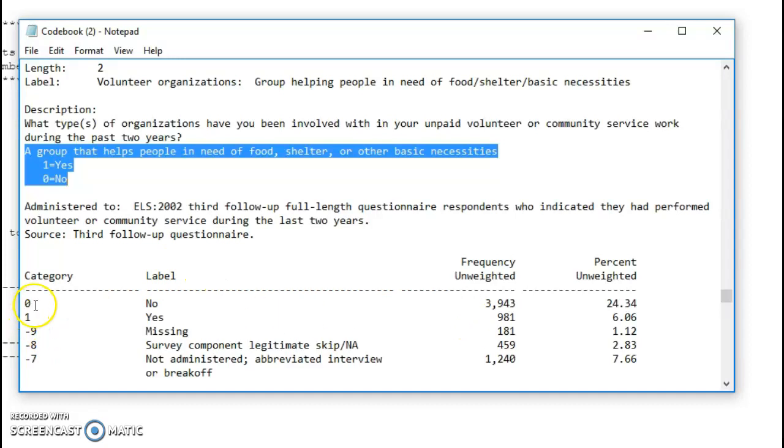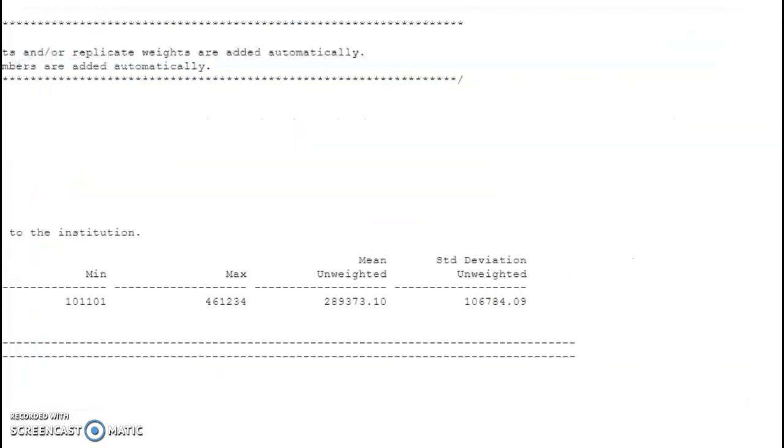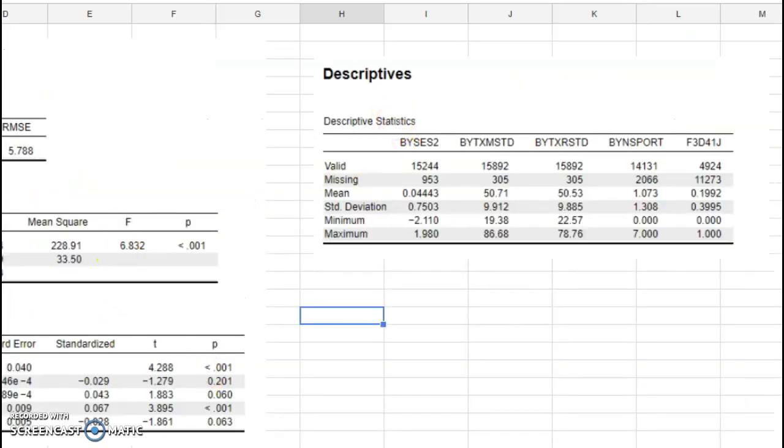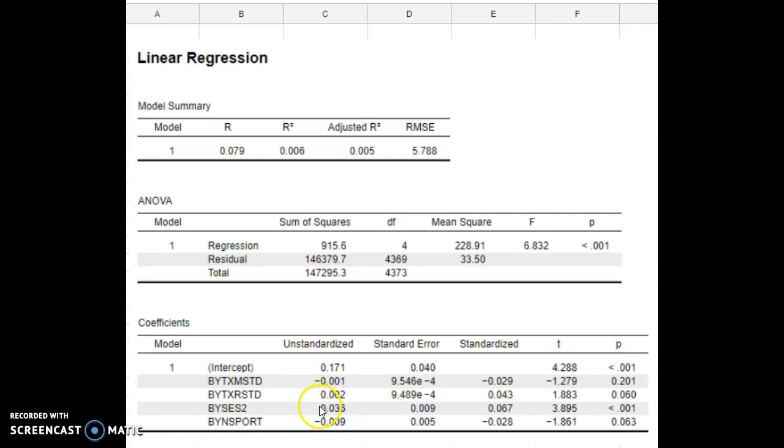But it is important to notice that this was a yes/no variable, so that when I'm interpreting this output here, I do know that this is a 0 or 1 outcome variable, and so it really is every standard deviation that you increase in socioeconomic status. We have a 3.6% more likely chance that in their volunteer work they would have helped groups with the basic needs, the basic food, shelter, homelessness, that kind of stuff.